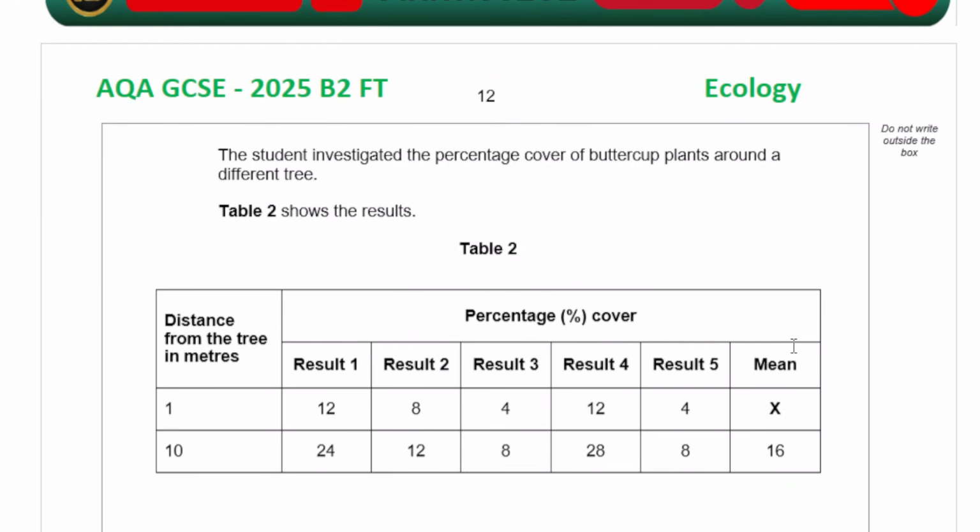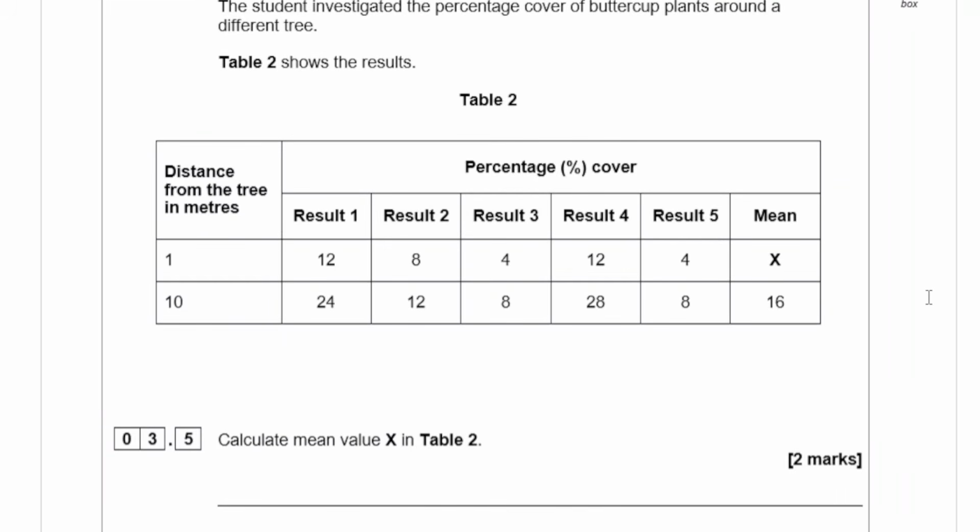The student investigated the percentage cover of buttercup plants around a different tree. So you have 1 meter and 10 meters, 12, 8, 4, 12, 4. It seems to reduce and then increase. 12, 24, 12, 8. So following the same pattern. Calculate the mean value X in table 2.